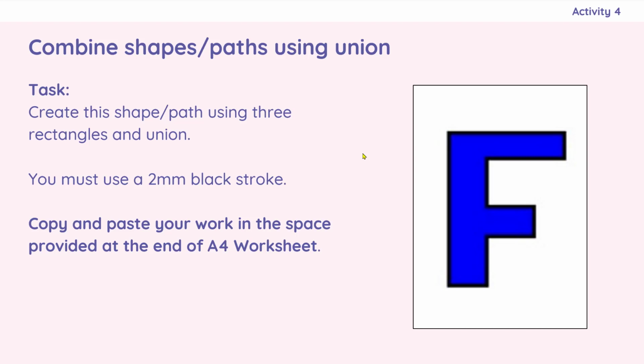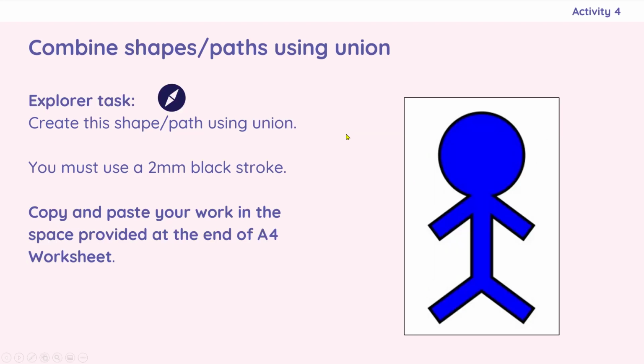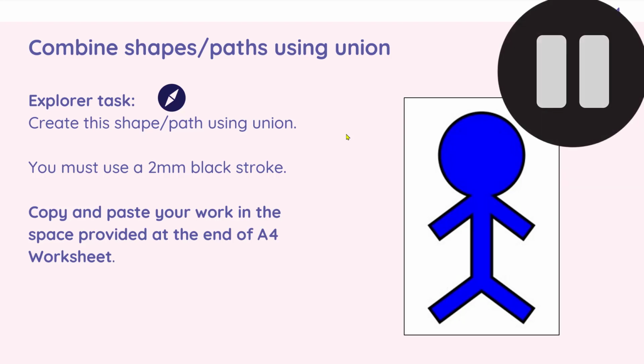The first one is to try and make a letter. So if you can look at that, you can see hopefully that it's made up of three rectangles and a union between them. And the next task is to create this shape. Okay, so an ellipse obviously, and 1, 2, 3, 4, 5 rectangles that have been moved around like so. Okay, so pause the video now and go and have a go at trying to complete those two activities.